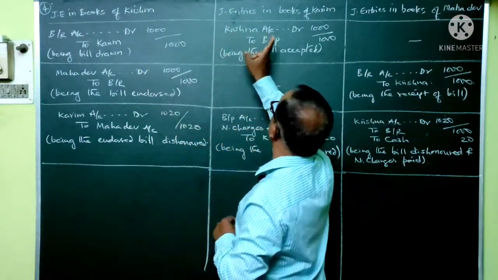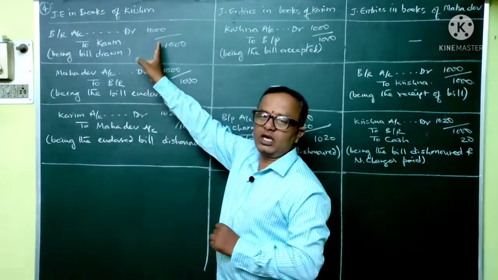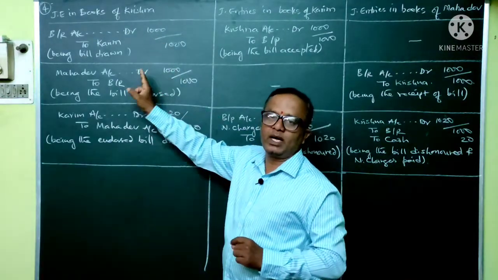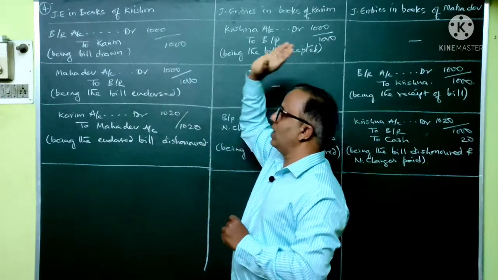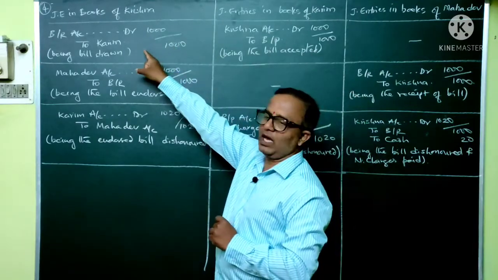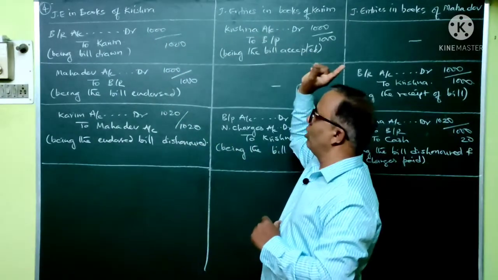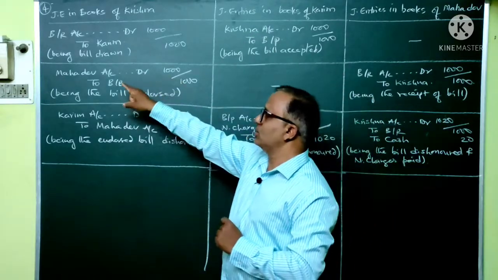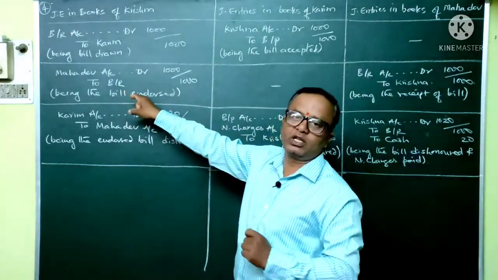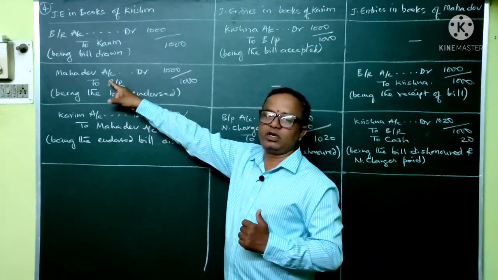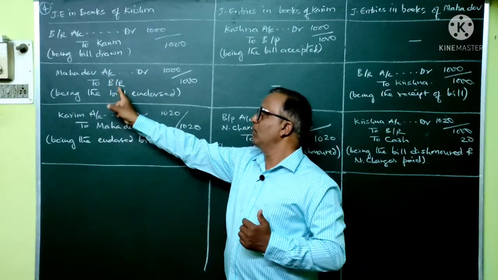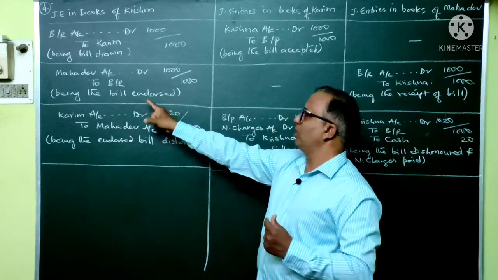After drawing the bill on Karim, Krishna has endorsed that particular bill to Mahadev. That means now you think you are Krishna here. If you have endorsed to Mahadev, the bills receivable which you are having now are endorsed in favor of Mahadev. So endorsee account debit to bills receivable, that will be the entry in the books of the drawer when the bill is endorsed. Endorsee is nothing but Mahadev here. So Mahadev account debit to bills receivable, being the bill endorsed.